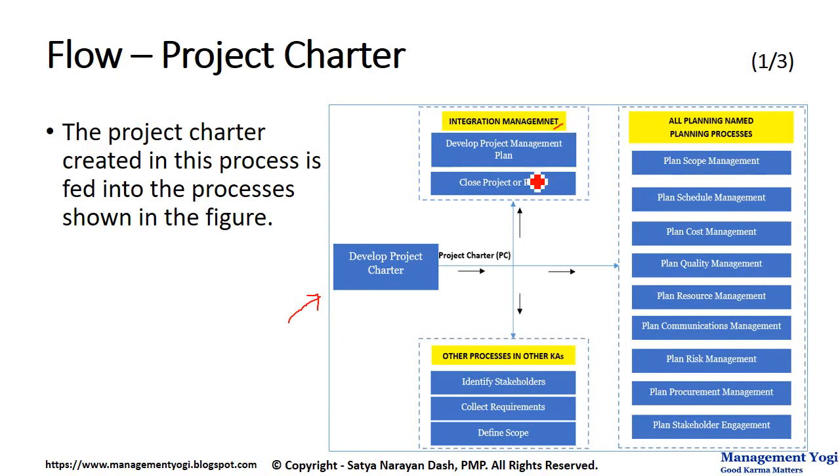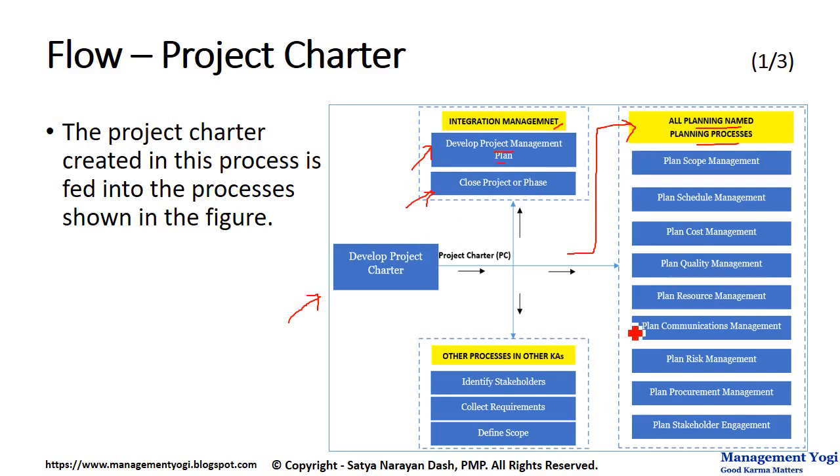So the project charter or PC is first created in the develop project charter process, and it is acting as an input to develop project management plan because it has high level information with respect to the project, and that is why the PC has to be reviewed first before you start developing the PMP or the project management plan. The PC is also acting as an input to close project or phase because it has primarily information with respect to project exit criteria. The PC is also acting as an input to all the named planning processes in rest of the 9 knowledge areas.